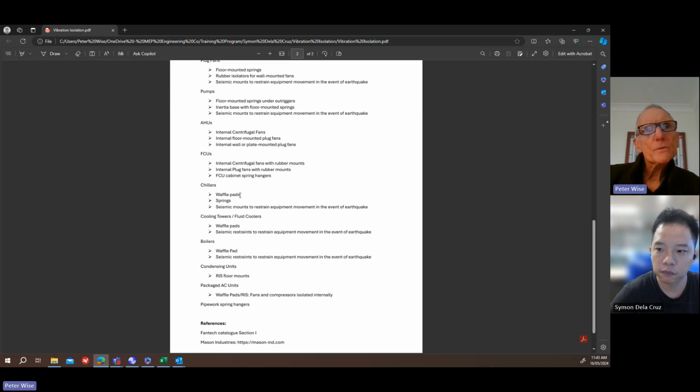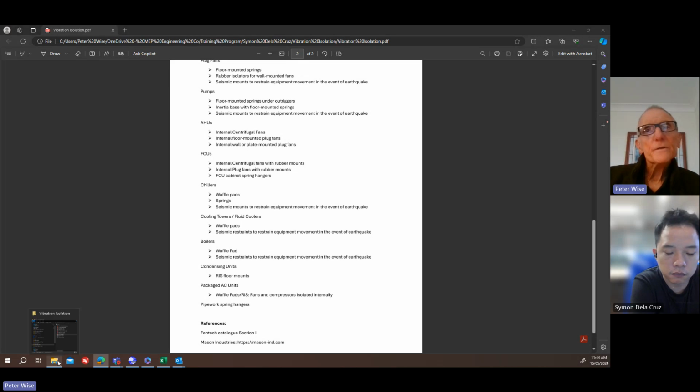Chillers are normally mounted on waffle pads. They can be on springs. Again, depending on the acoustic requirements of the project, it's not that common to put them on springs, but you might need seismic restraint. Let's say a chiller is mounted on a waffle pad, so it's sitting on a rubber pad on the concrete floor, but you put some steel restraints there so that it can't move.